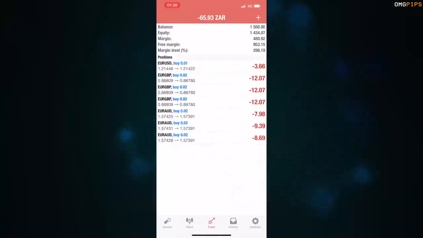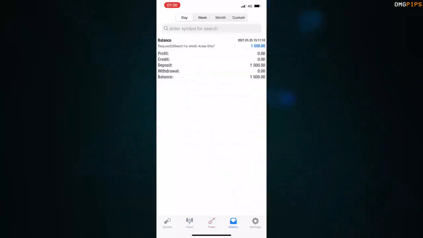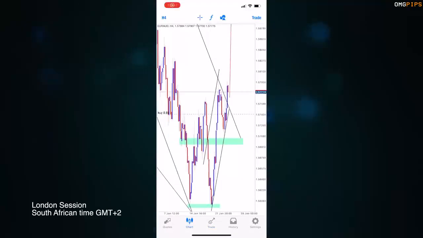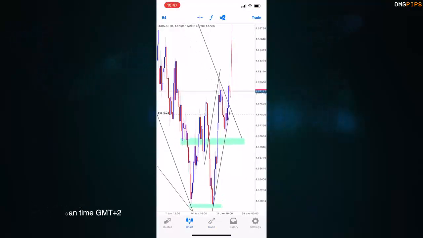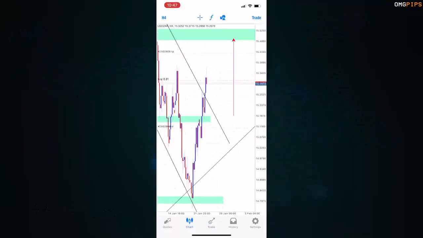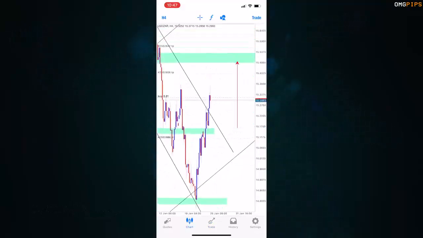So now those are the trades that we took. We're going to step away and see how the market plays out. We are back again, guys, and in profits. We can check Euro AUD. Euro AUD is still going bullish, breakout retest. Next, we're going to look at USD ZAR. USD ZAR still getting ready. We're going to check it out later.